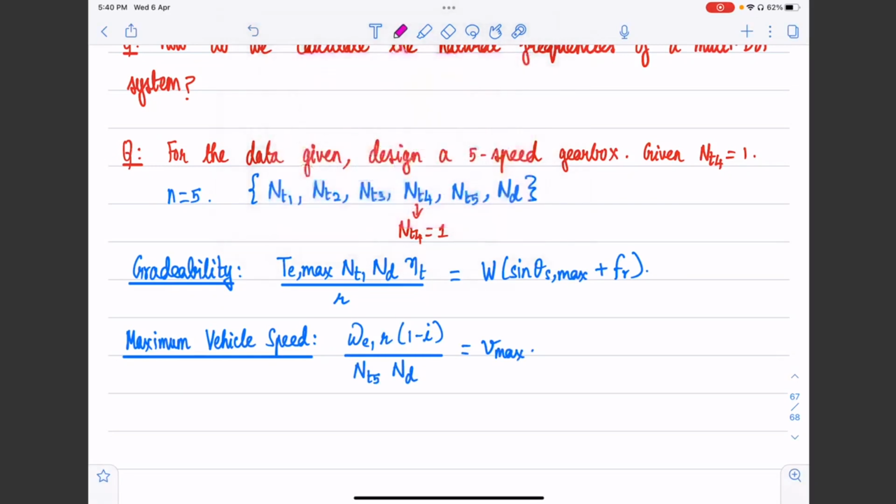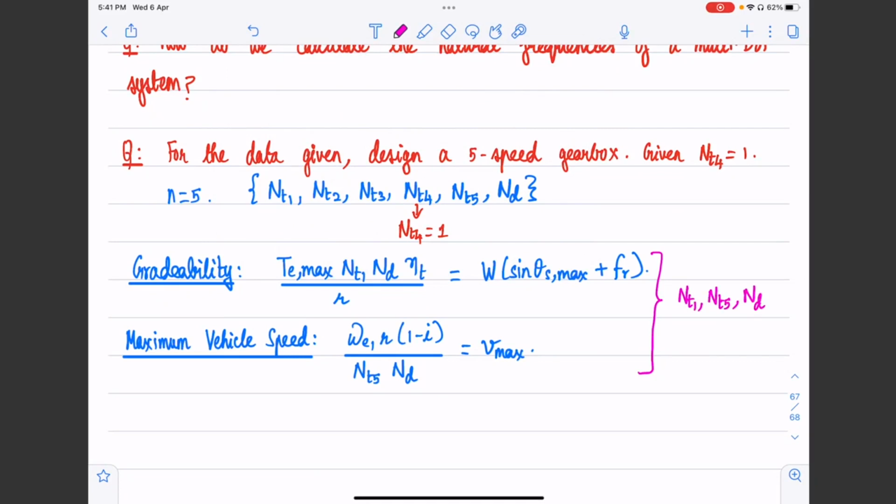Now, what is the challenge here? You can observe that there are two equations, but three unknowns. What are the three unknowns? NT1, NT5, and ND. Previously, when we had a 4-speed gearbox, we took NT4 to be 1, and immediately we could get ND from the equation for maximum vehicle speed, and then we substitute that ND in the equation for gradability and we can get NT1, right?